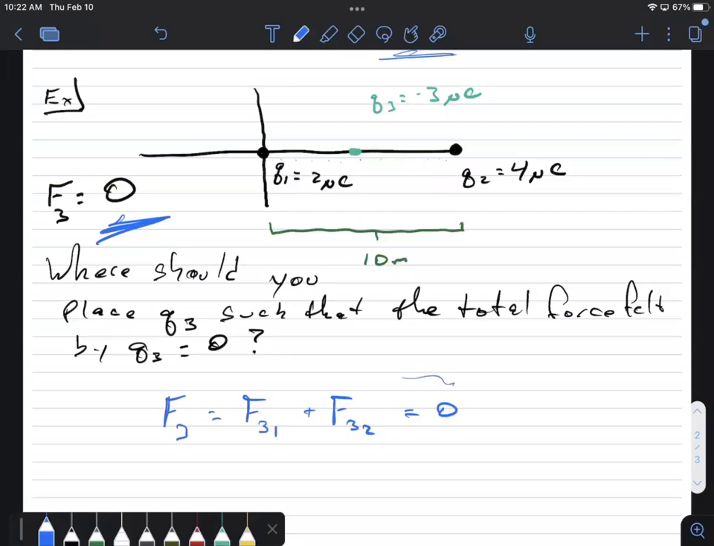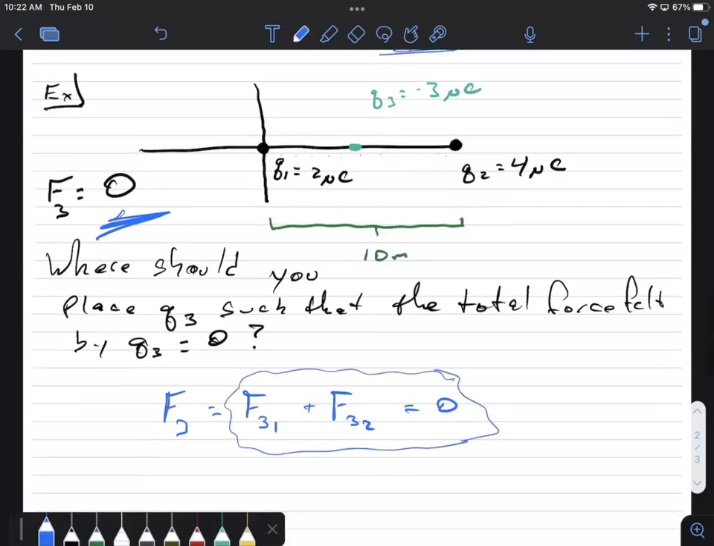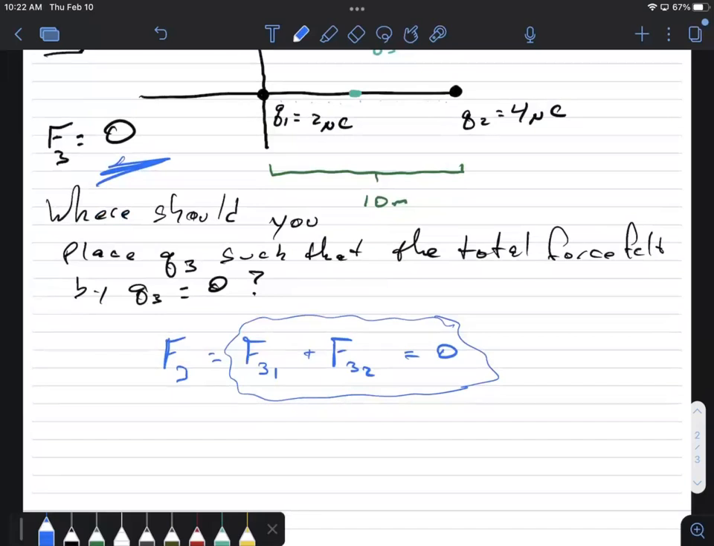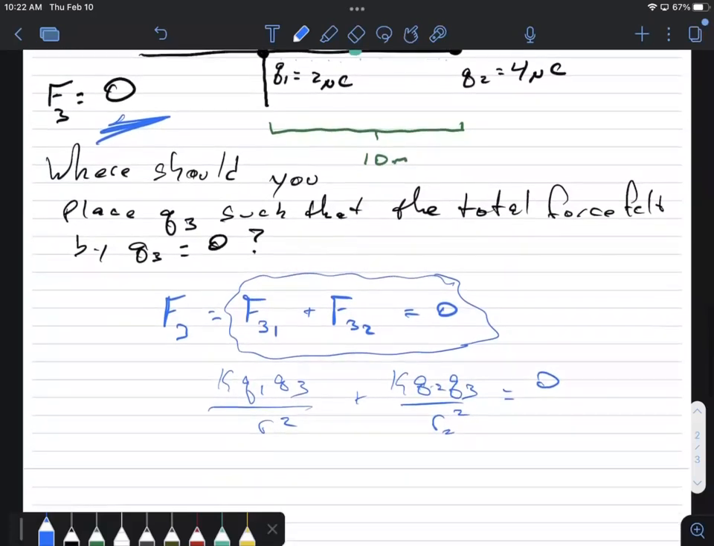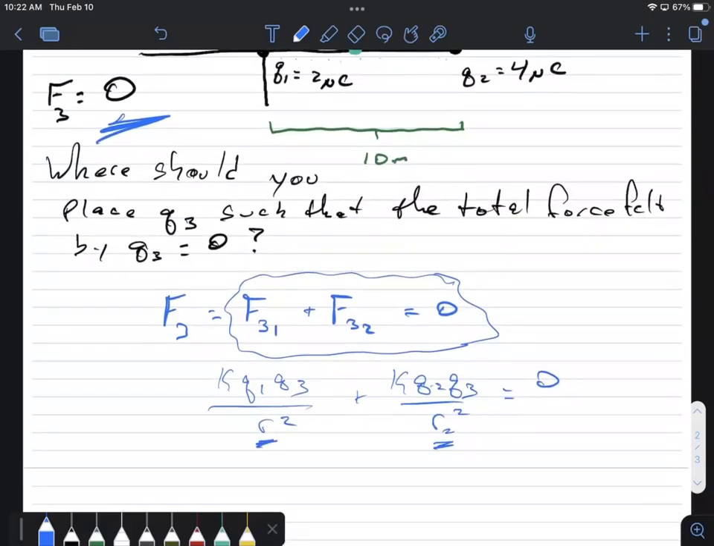But now I know that whatever it is, it's equal to 0. So this is going to be my equation right here. I don't need to know what the total force on 3 is like I did for the previous example. Now I know what it is. It's 0. When you plug in K Q1 Q3 over R squared, plus K Q2 Q3 over R2 squared, equal to 0, what you're going to see is this and this will be unknowns. We know the Q's, we know K. What we don't know is this distance.